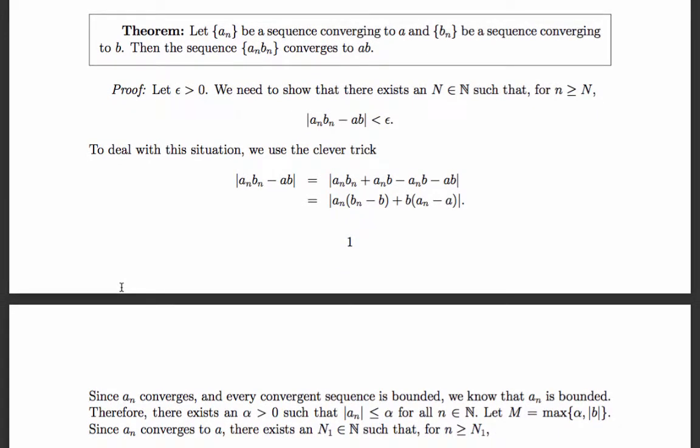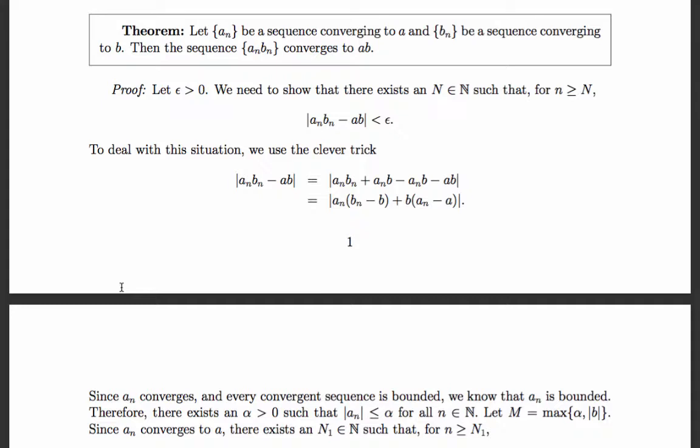The next result, multiplication. Again, let a_n and b_n both be convergent sequences, converging to a and b. The sequence of the product, a_n b_n, converges to the product of the limits, ab.